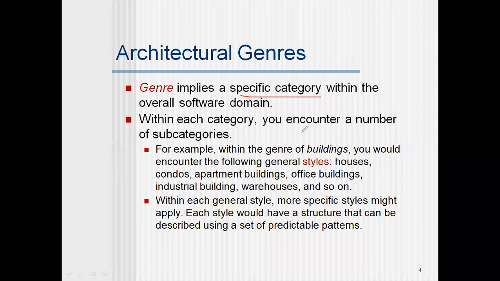Within each category, you encounter a number of subcategories. If you take a single category, you may have multiple subcategories. For example, take the genre related to a building. How would you encounter the general styles related to a building? The building may be a house, condos or apartment buildings, office buildings, industrial buildings, warehouses, etc. If you talk about one building, how many categories does it have? Normal houses, apartments, office buildings, industrial buildings or warehouses.